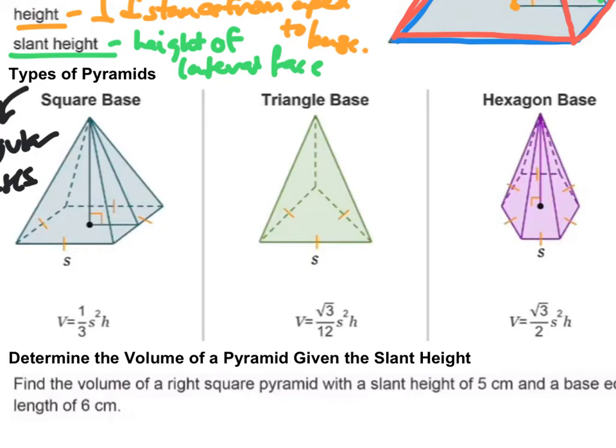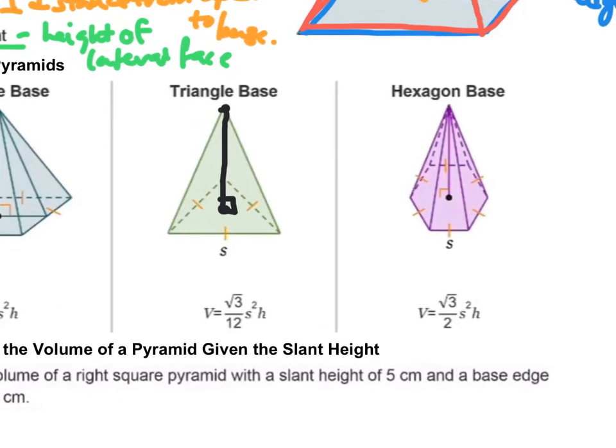If you have a triangular base, then the volume is the square root of 3 over 12 times the side length squared times the height. That height is still the value from the apex all the way down to the center, and it's perpendicular to the base. Same thing with a hexagon base: the volume would be the square root of 3 over 2 times the side length squared times h.